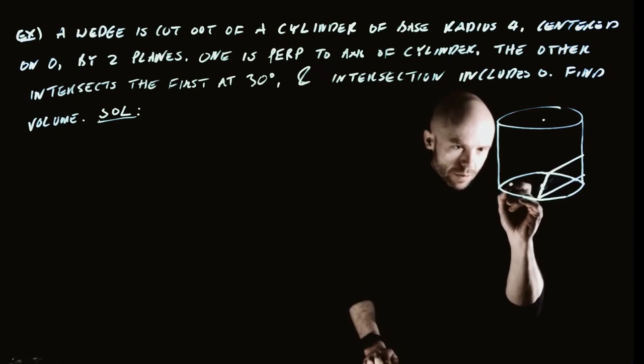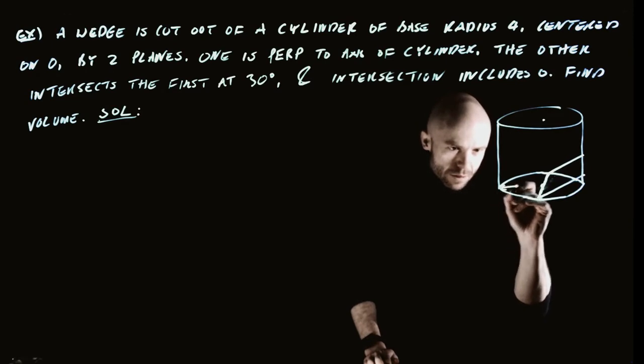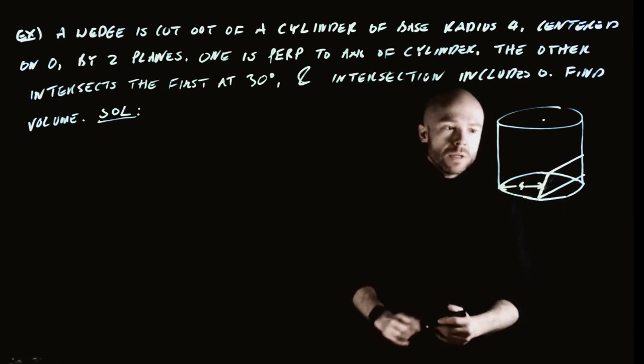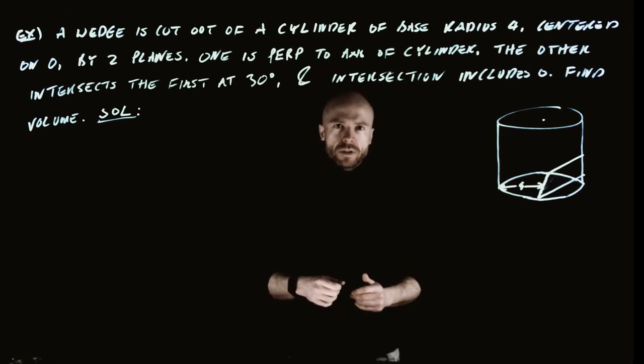So our job is to find the volume of this. Now let me put the radius in here. So the radius is 4. And now we're not told how to slice, so we have to think about it. We have to think about how to slice.